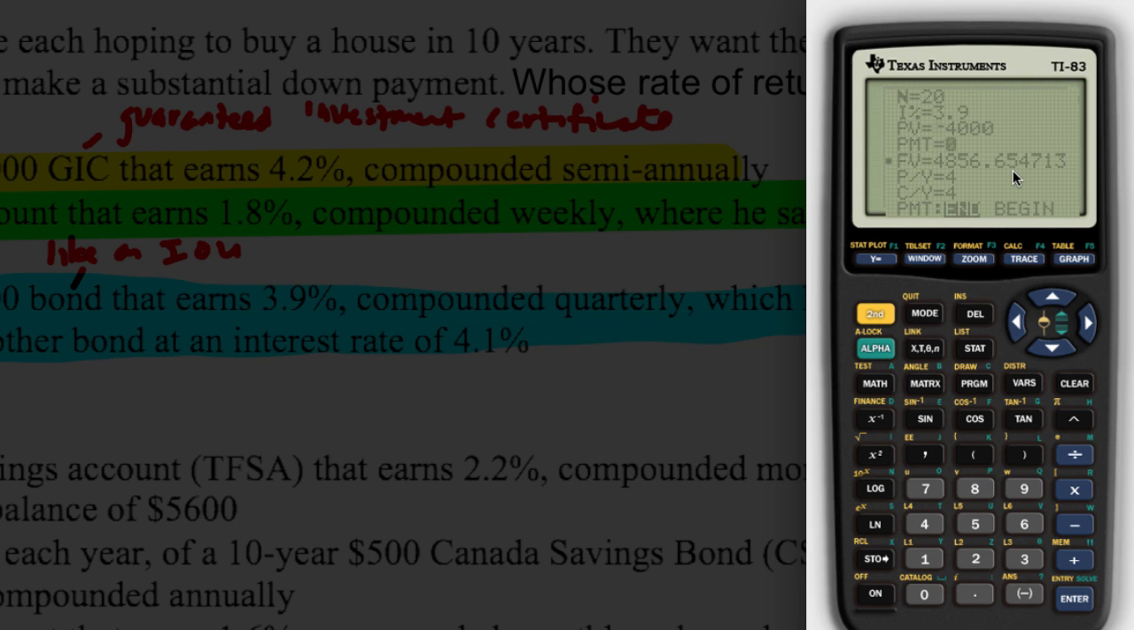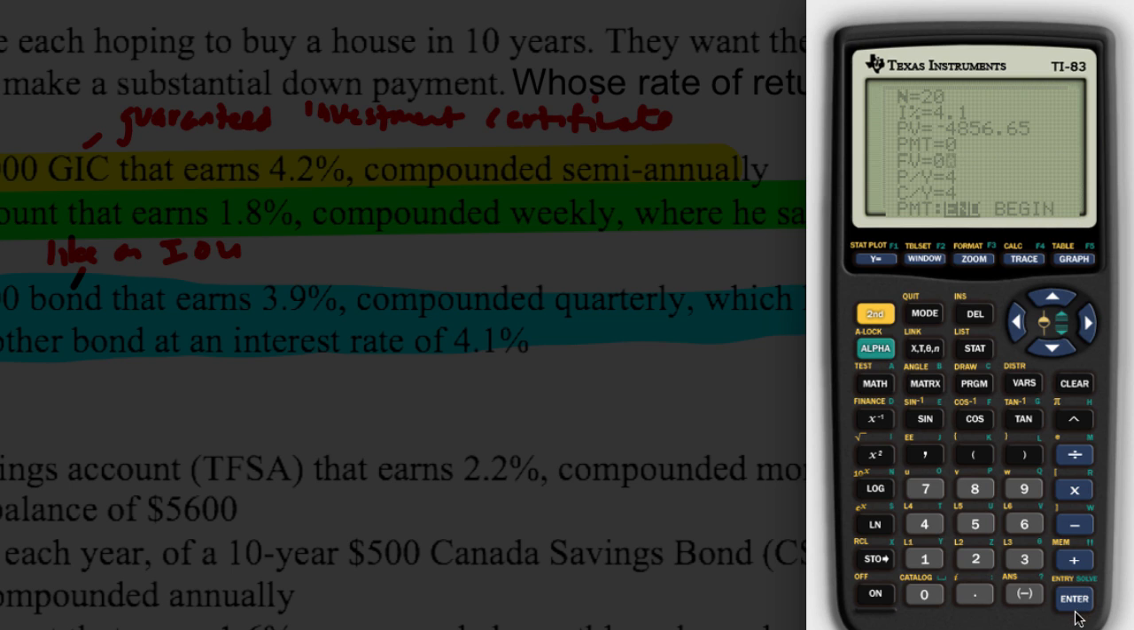It's still going to be another 5 years, so the N value is still going to be 20 because we're doing an additional 5 years. But now the percentage has gone up to 4.1, so that's a little better. And the other thing that's a little better is instead of having $4,000 to start with, we're starting with that $4,856.65. And this is what we want to know.